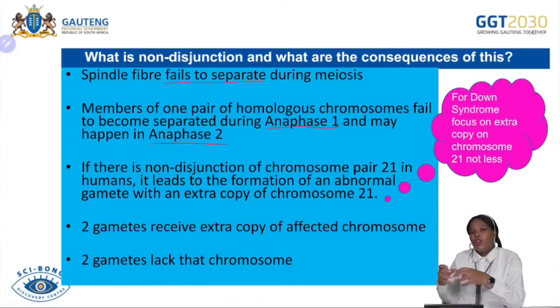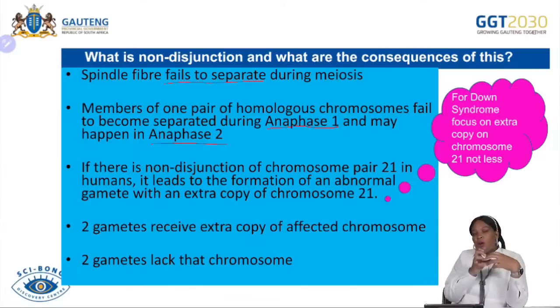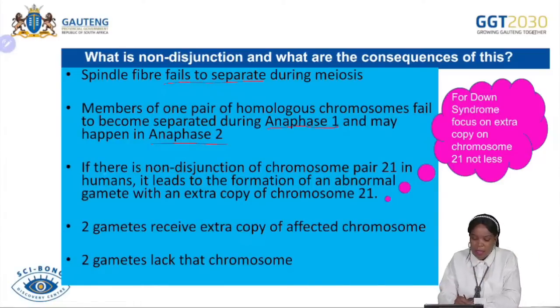Remember, in anaphase 2, it will be single chromosomes. In anaphase 1, homologous chromosomes. If there is non-disjunction of chromosome pair 21, now very important this one, when there's a failure to separate at chromosome 21 in humans, it leads to the formation of an abnormal gamete.